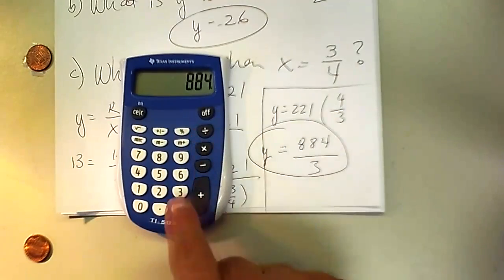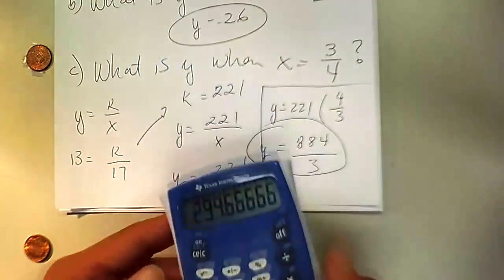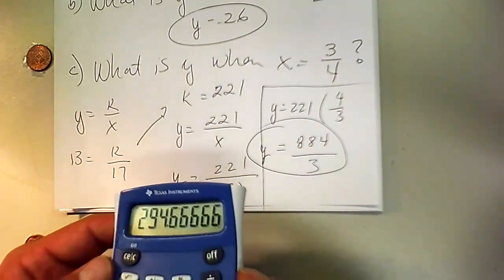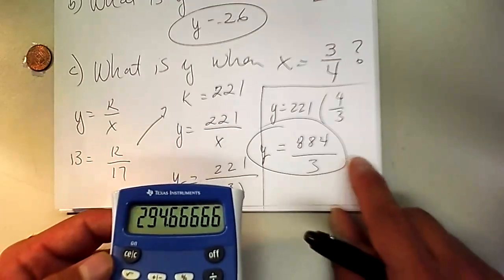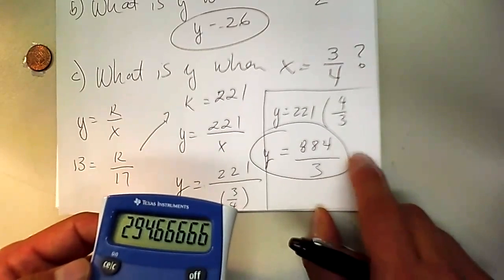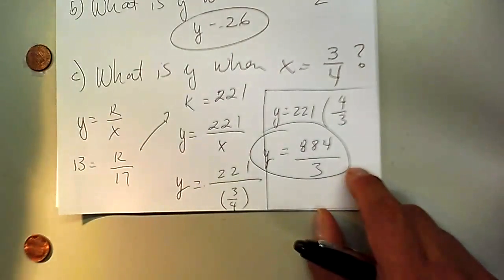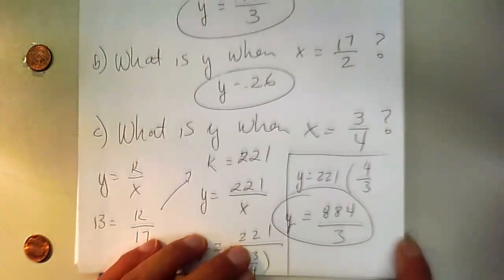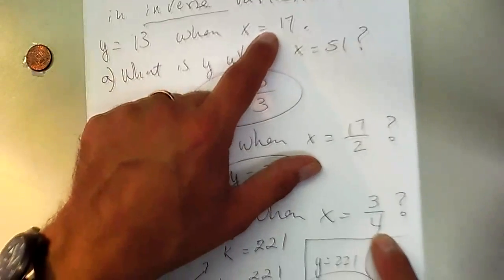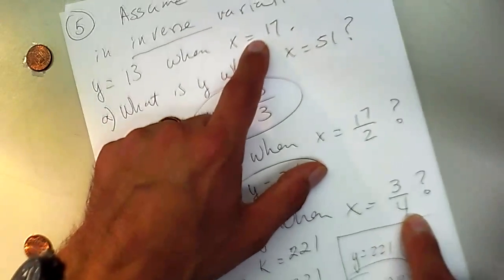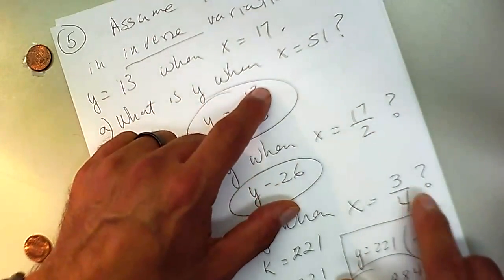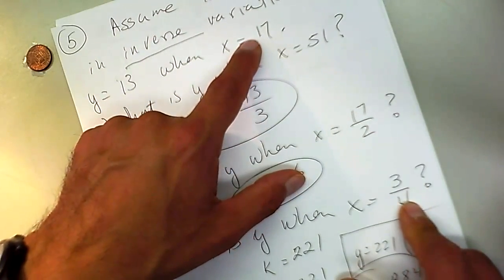And then if we divide by 3, we get a big number, about 295. Now, don't put that down. It's a huge number, almost 300. So this is close to 300. So the question is, why so big? Does it make sense to have a big number? Well, think about the initial data. 17 down to 3/4, that's a huge reduction in size. From 17 to 3/4 it's a super shrink. 3/4 is 0.75, less than 1. 17 is almost 20 times as much.